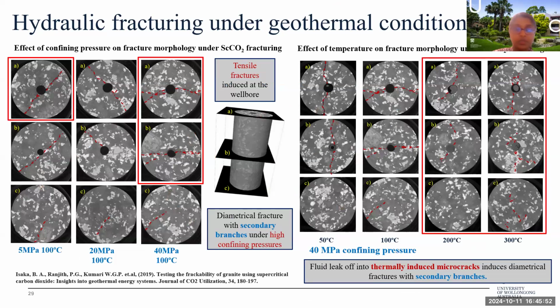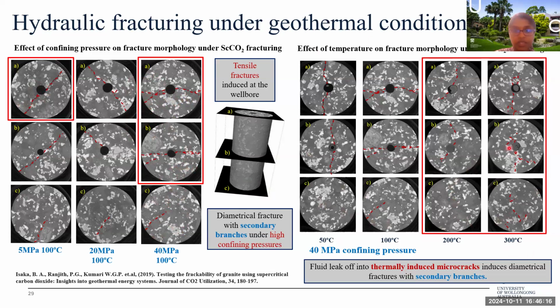These are some examples of microstructure of CO2 fractured granite, and we can see tensile fractures induced at the wellbore, and we observed diametrical fractures with secondary branches under high confining pressures with CO2 fracturing. These images show the effect of temperature.